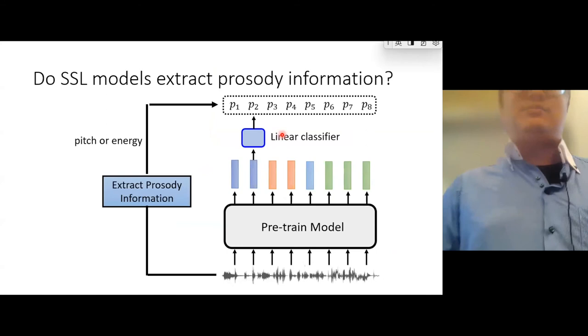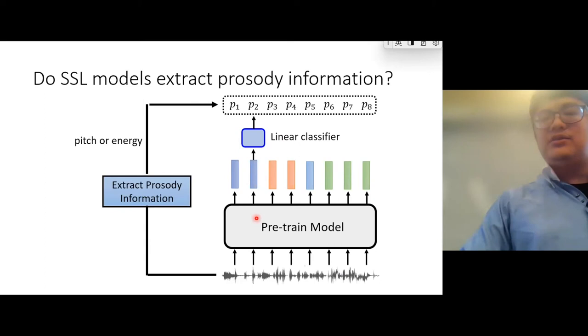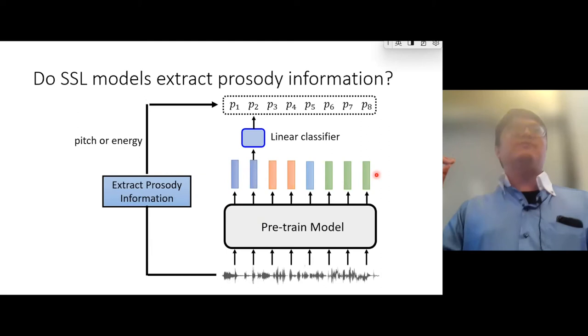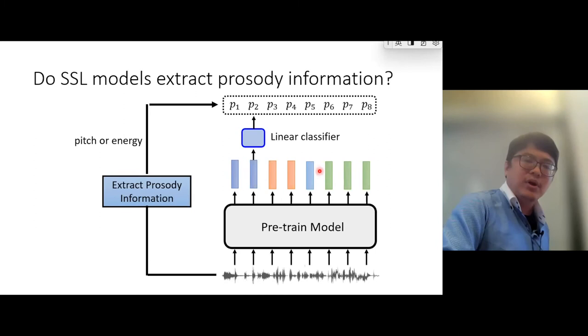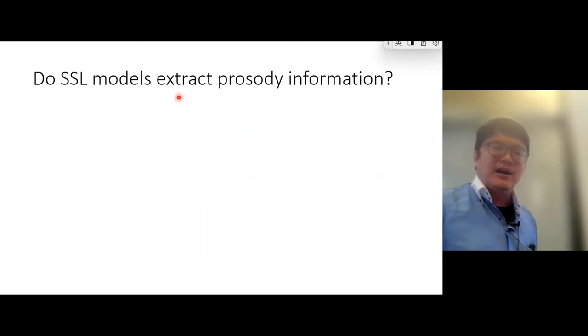So what we have done is, from the speech signal, we extract the prosody information like pitch and energy. And we also use the pre-trained model to extract some representation. And we train a linear classifier. This approach is well known as probing. We do probing to probe the representation to see whether they include pitch and energy information. And here is the result. The short answer to the question in the title, do self-supervised models extract prosody information, is yes.